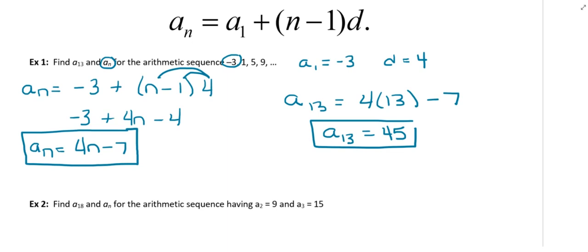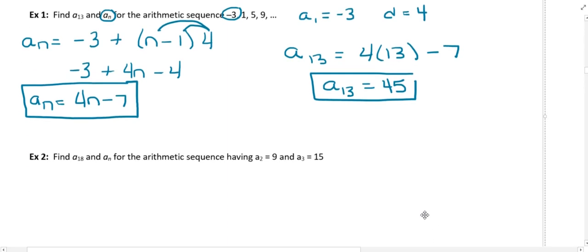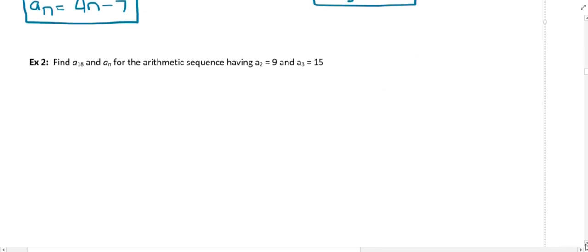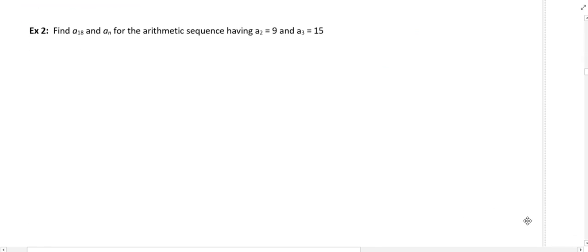Okay, so that's a simple way to use the formula. There's a couple other ways that we can use this formula here. Let's look at example 2. We want to find a sub 18 and a sub n, but we're only going to be given the second term and the third term here. But this isn't going to be too bad because what we can do here is say, okay, we've got a first term. We don't know what it is, but we do know that a sub 2 is 9 and a sub 3 is 15. So we can find that common difference here.